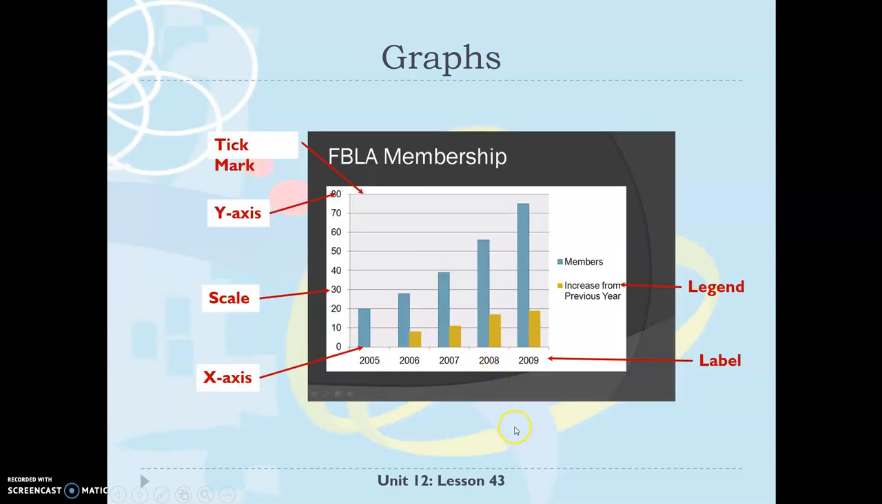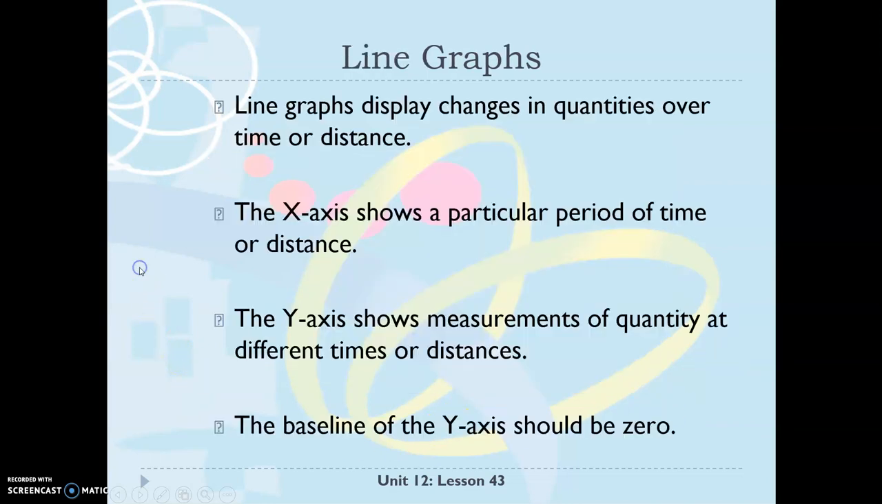So for example, let's take a look at this graph. We have the x-axis, we have the scale, we have the y-axis. We have a tick mark. The tick mark is going to indicate the different levels on the y-axis itself. We have a legend, which is going to communicate to the individuals who are viewing what the bars represent, as well as the data labels that are going to exist on the x-axis.